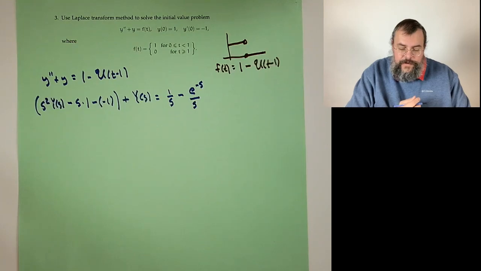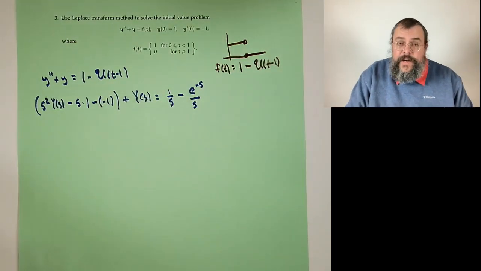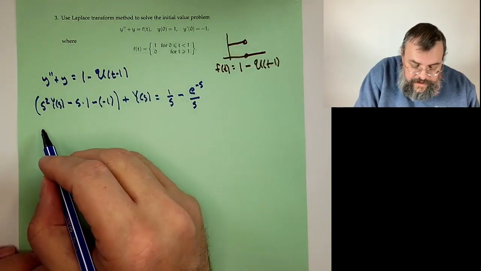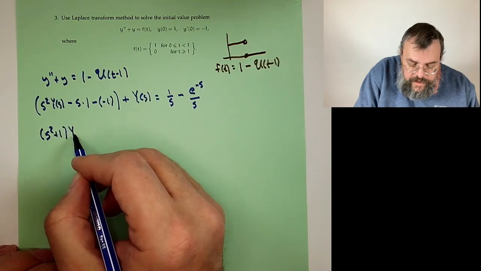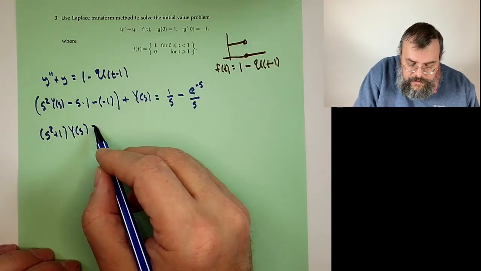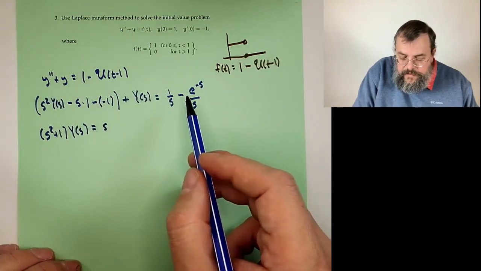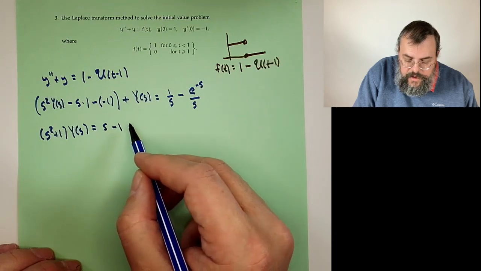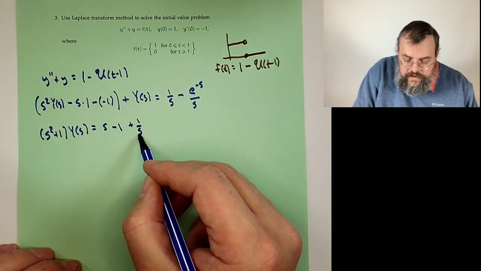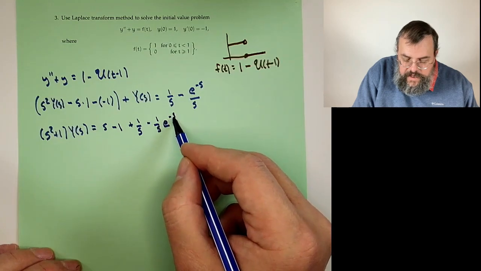Okay, so, well, now what? Well, now we'll move stuff across. So we have, this is really (s squared + 1) Y(s) is equal to, well, s, this negative s comes across as positive s, and minus 1 plus 1 over s, and I'll say this is minus 1 over s e to the minus s.